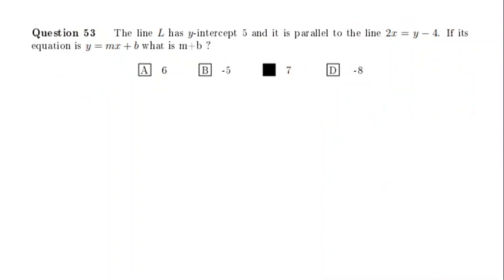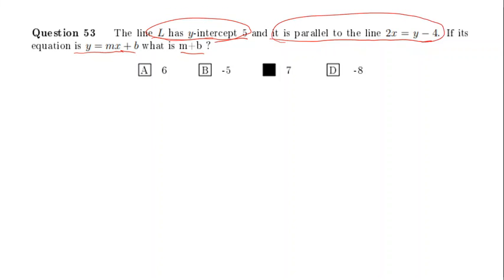Now the line L has y-intercept equal to 5, and it's parallel to the line 2x equal to y minus 4. If its equation is mx plus b, then what is m plus b? Now L has an intercept 5, and it's parallel to this line. Now we need to get the equation of L.